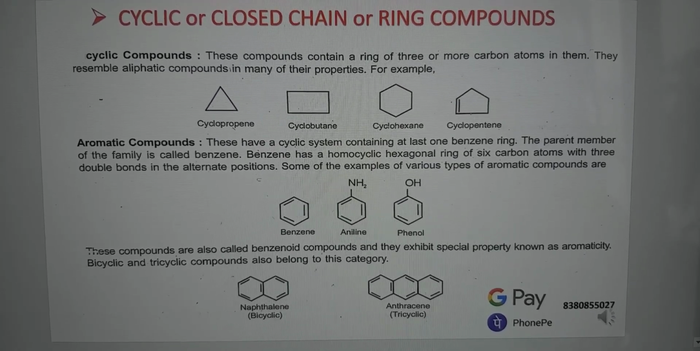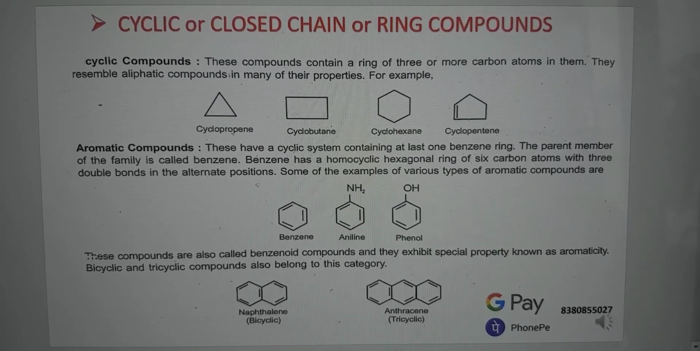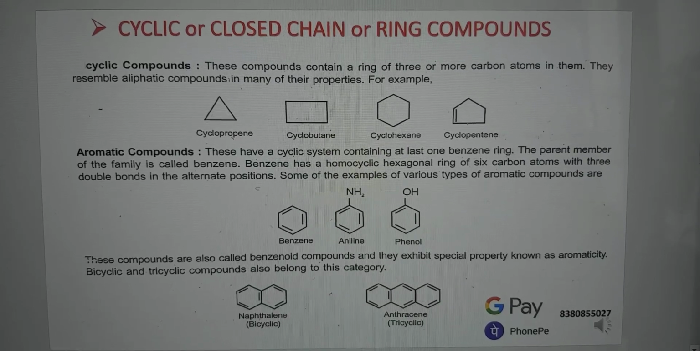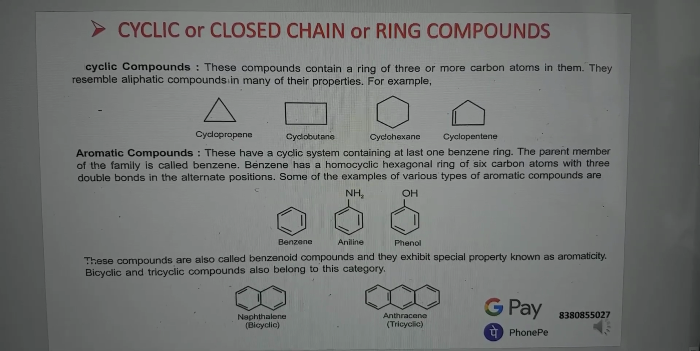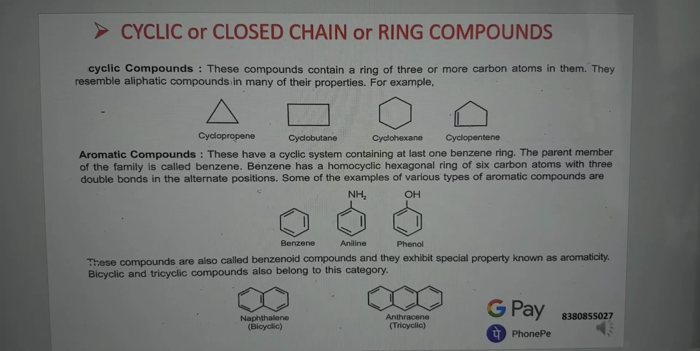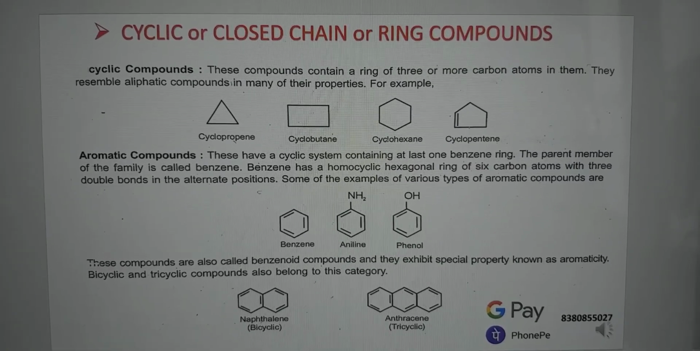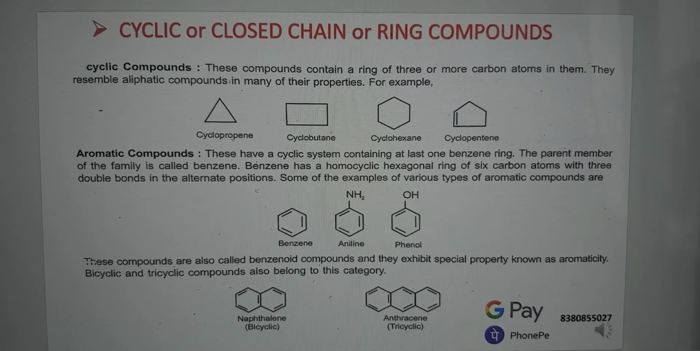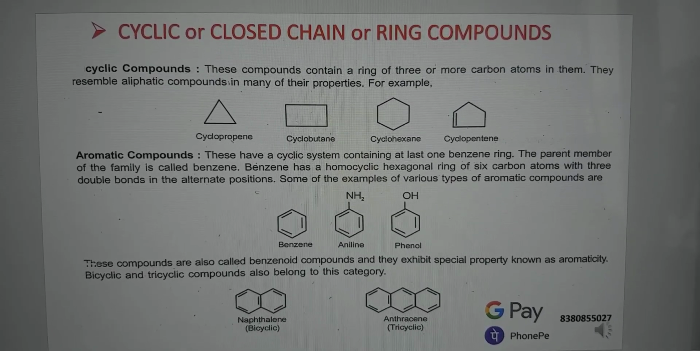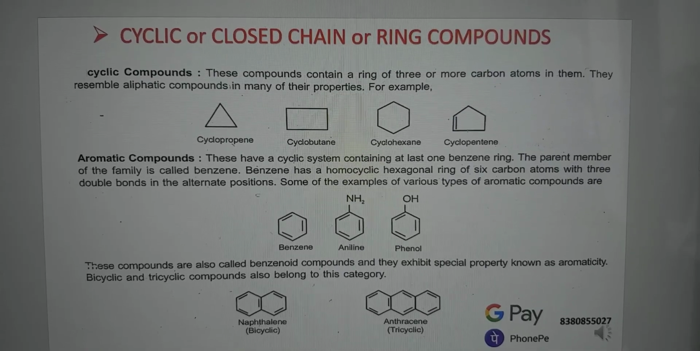Bicyclic and tricyclic compounds also belong to this category. Bi means two, we all know. So naphthalene is having two benzene rings, so it is called a bicyclic compound. The next structure is anthracene. Tri means three. Anthracene has three benzene rings attached with it, so it is called tricyclic in nature.